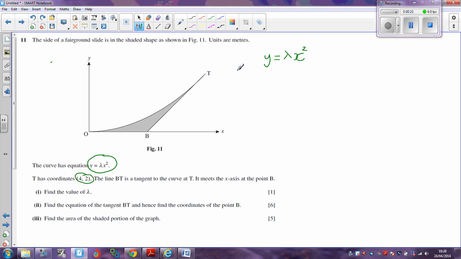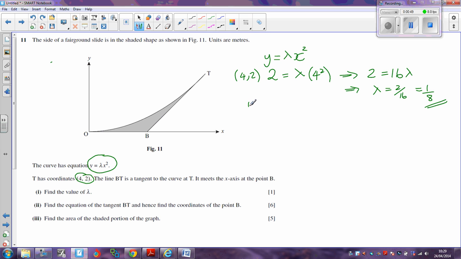If we now substitute the point (4, 2) into that, so y is 2, 2 is equal to lambda times x squared. Well, that x squared is going to be 4 squared. So that means that 2 is equal to 16 lambda. So dividing both sides by 16, lambda is going to be 2/16, which is the same as 1/8.